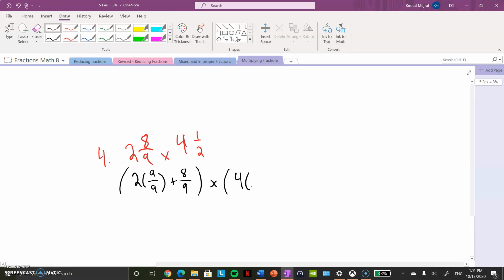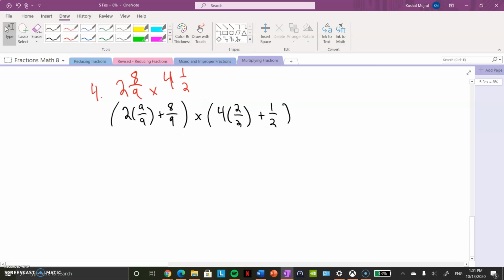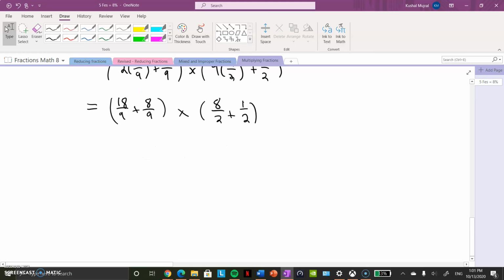And this is 4 times 2 over 2 plus 1 over 2. So this equals 18 over 9 plus 8 over 9 multiplied by 8 over 2 plus 1 over 2. Then this becomes 26 over 9 multiplied by 9 over 2.